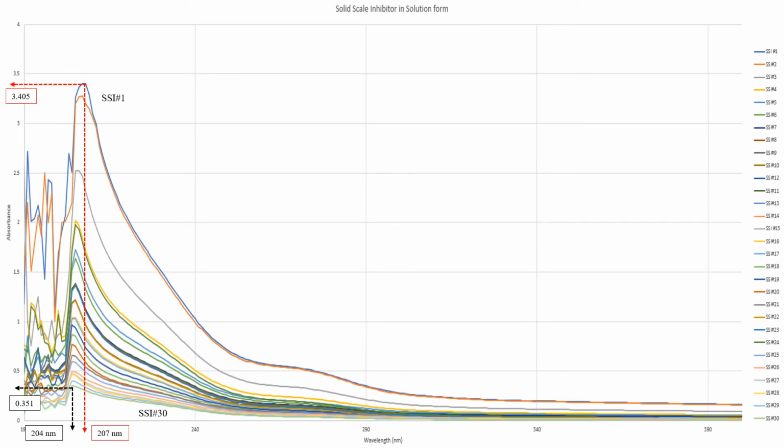And this is the solid scale inhibitor in solution form graph. As we can see here, the peak of the absorbance for the first vial has dropped to 3.405 compared to the previous one, and the last vial of the sample has also dropped to 0.351.